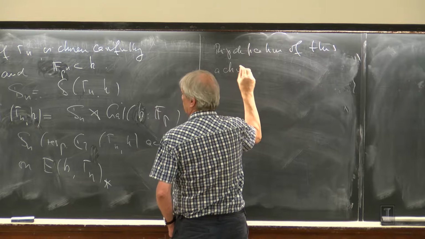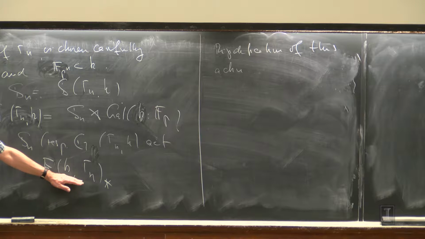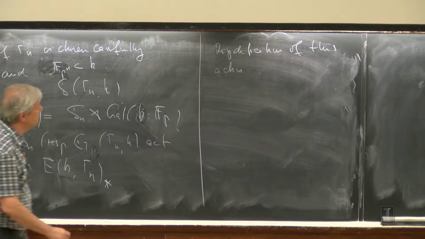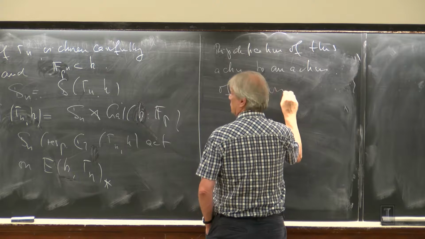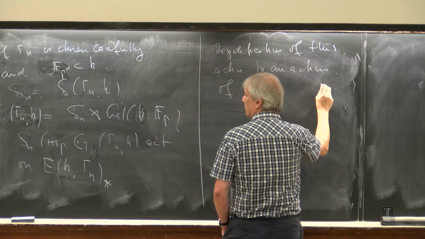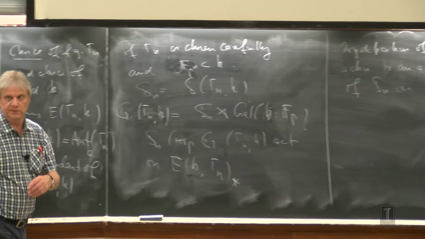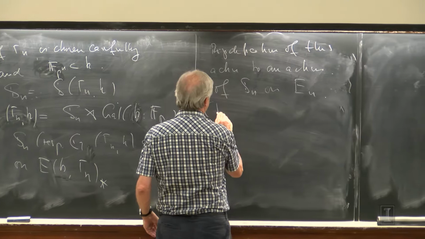We can actually have an action. This can be given the structure of an E infinity spectrum, and it acts on this spectrum by E infinity maps. Let me push the fine detail under the carpet and only get back to that at the very end. And if I push it under the carpet, then the gamma n will have disappeared from the notation. So this is the celebrated Hopkins-Miller-Goerss theorem.